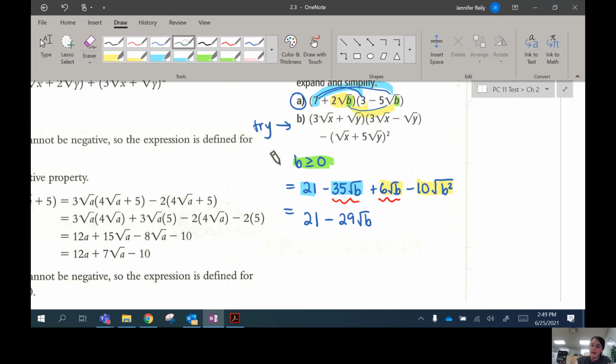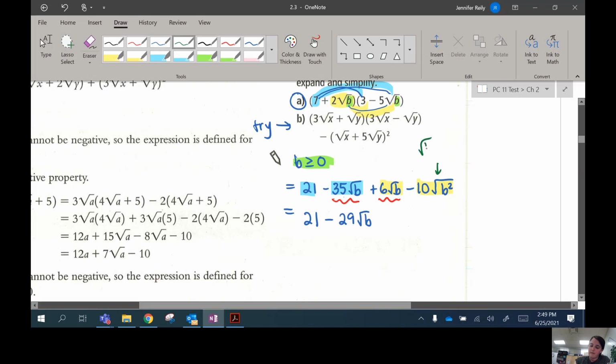And I can simplify this one a little bit because the square root of B squared, B times B is B squared, so this is B. And normally we'd have to write absolute value of B, but since I've already stated that B has to be positive, putting the absolute value signs is redundant and you don't need them. Okay, so there's my simplified expression.